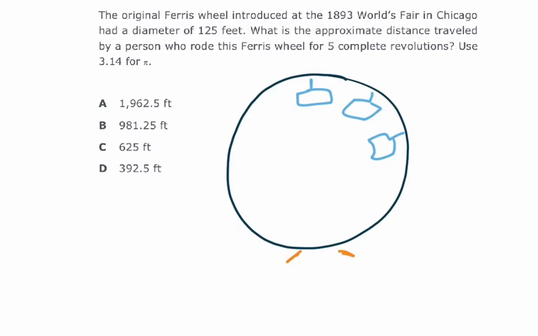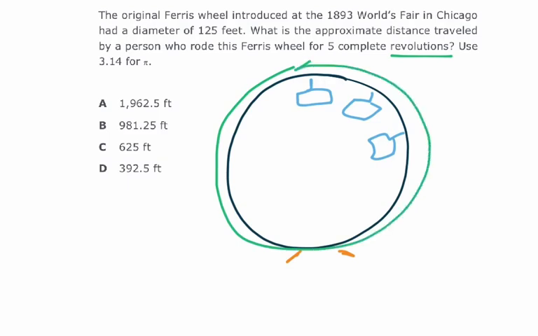Distance around. What is the approximate distance traveled by a person who rode the Ferris wheel for 5 complete revolutions? Revolutions kind of gives this away. A revolution is the distance around, or for a circle, the circumference. And for circumference, we just need the diameter, and then we multiply it by pi. It's pi times the diameter. I'll put pi first here and then times the diameter.